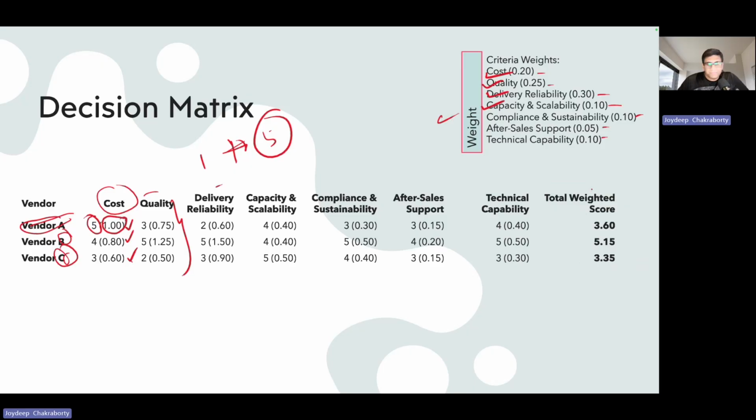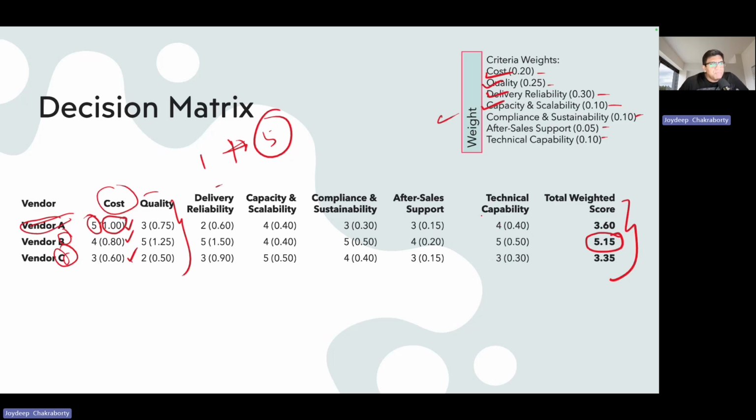Here is the total score that I received for this particular weighted score table exercise. Now out of these, if you look at it, you'll find that vendor B is the winner with the best score of 5.15. And this is because of various parameters.